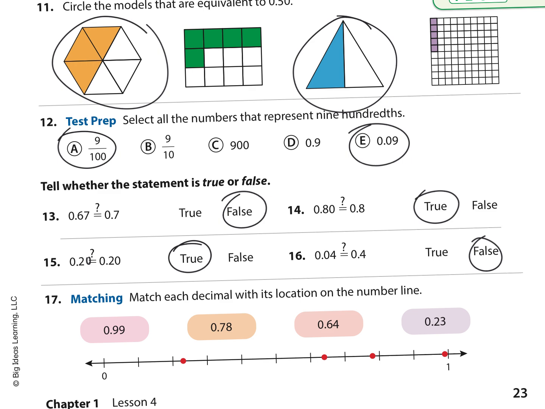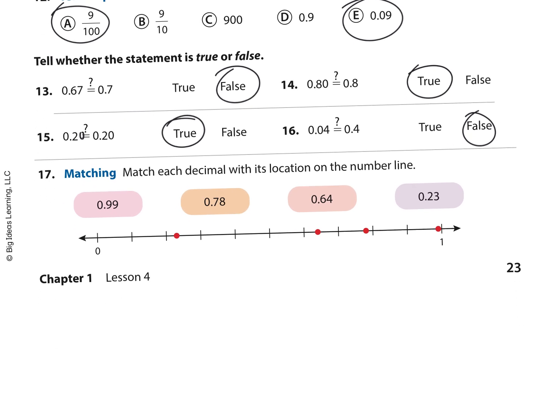Okay? All right, number 17, we're matching our numbers to the dots on the number line. 99 hundredths goes to which dot? The first, second, third, or fourth? The fourth one, all the way down here. 78 hundredths goes with the third. 64 hundredths goes with this one. And then the last one goes all the way over here with the first one.